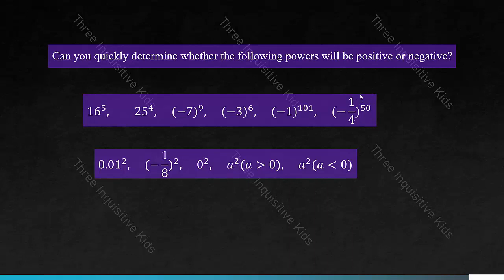And it's the same thing for decimals. This is going to be positive. Negative 1/8 squared will be positive. 0 squared will just be 0. And a squared would be positive. We know that a is greater than 0. And even if a is less than 0, a squared will still be positive because the exponent is even.